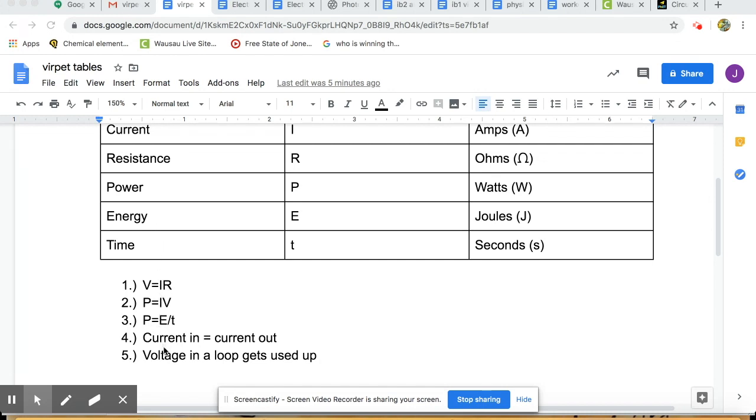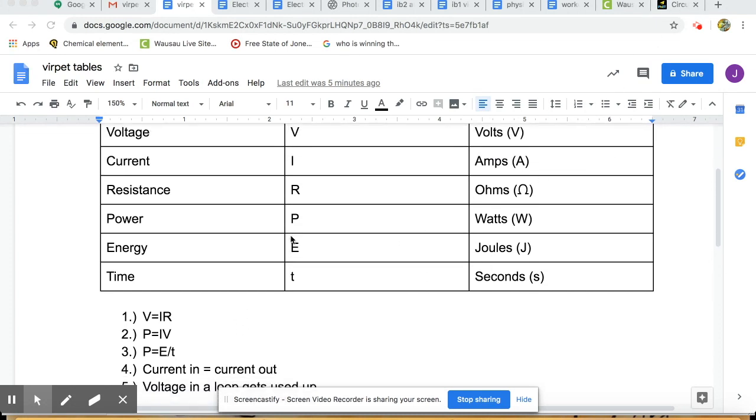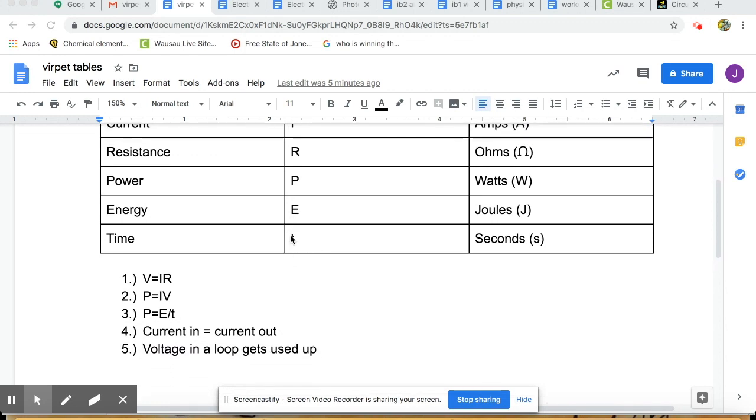The last two are actually just concepts. These are Kirchhoff's rules, or Kirchhoff's laws. One law says that the current into any section of the circuit equals the current out, and we'll talk about that in more detail. And then the second one says that the voltage in any closed loop gets used up, and we'll talk more about that in detail too. So what I want to do is use these five rules and concepts to analyze any circuit.